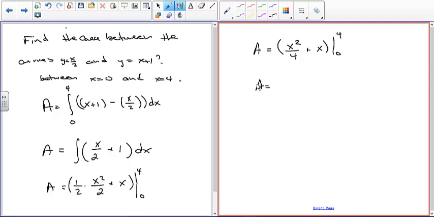The final step is to plug the upper limit into the equation and subtract the lower limit plugged into the equation, which turns out to be 0. So this is 16 divided by 4, so you get 4 plus 4, which is 8. That's the area between the two curves.